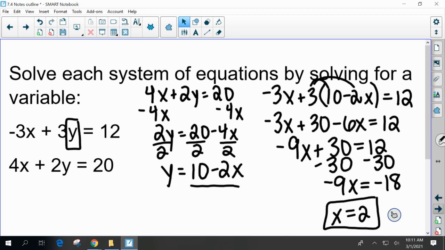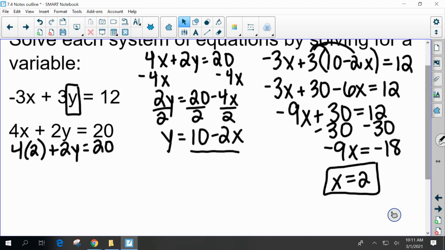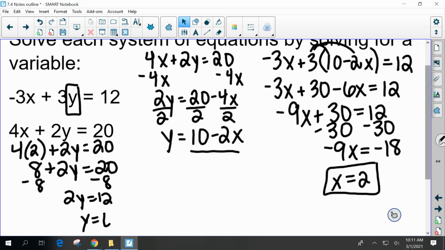I'm not exactly done. I have to take that and plug it back in to solve for y. So 4 times 2 plus 2y equals 20. So 8 plus 2y equals 20. Minus 8. So 2y equals 12. So y equals 6. That's a lot of work.